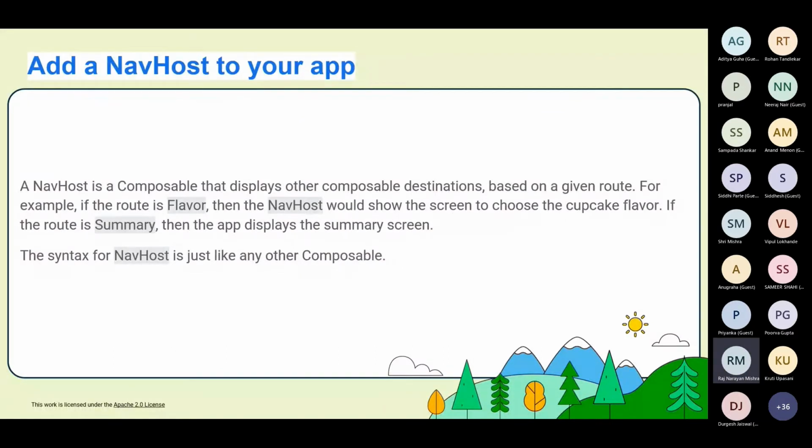Now, how do you add your nav host to the app? The nav host is a composable that displays other composable destinations based on a given route. For example, if the route is flavor, then the nav host would show the screen to choose the cupcake flavor. If the route is summary, like if you are on the summary page, then your nav host will show the summary of the order, either to send to another app or to print the summary.